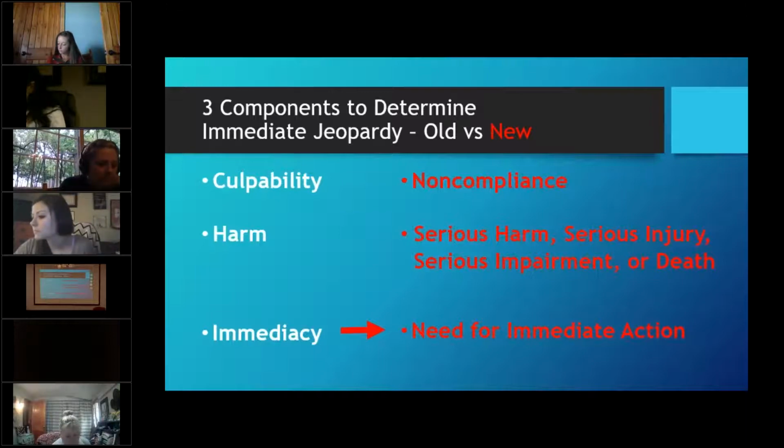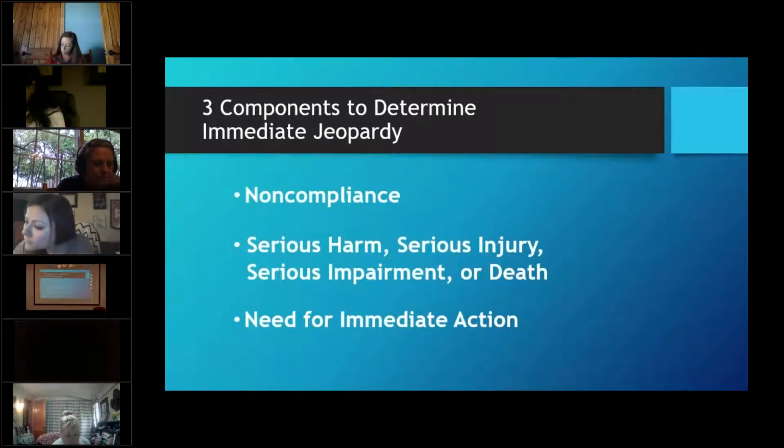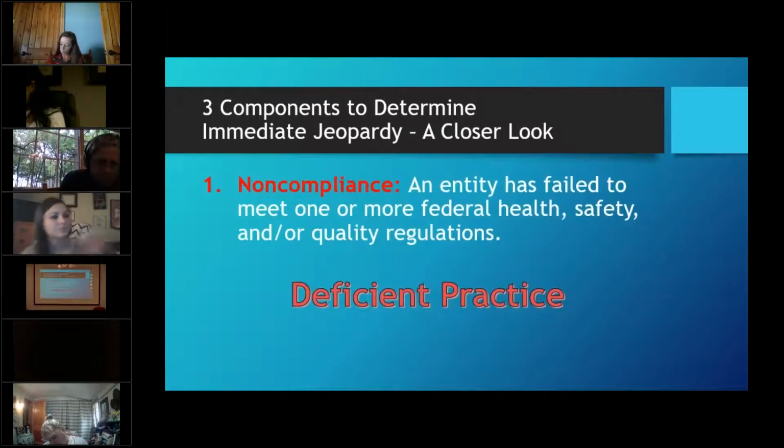Immediacy, there is need for immediate action. Three components to determine immediate jeopardy. Those are those three components: non-compliant, serious harm, serious injury, serious impairment or death, and the need for immediate action.